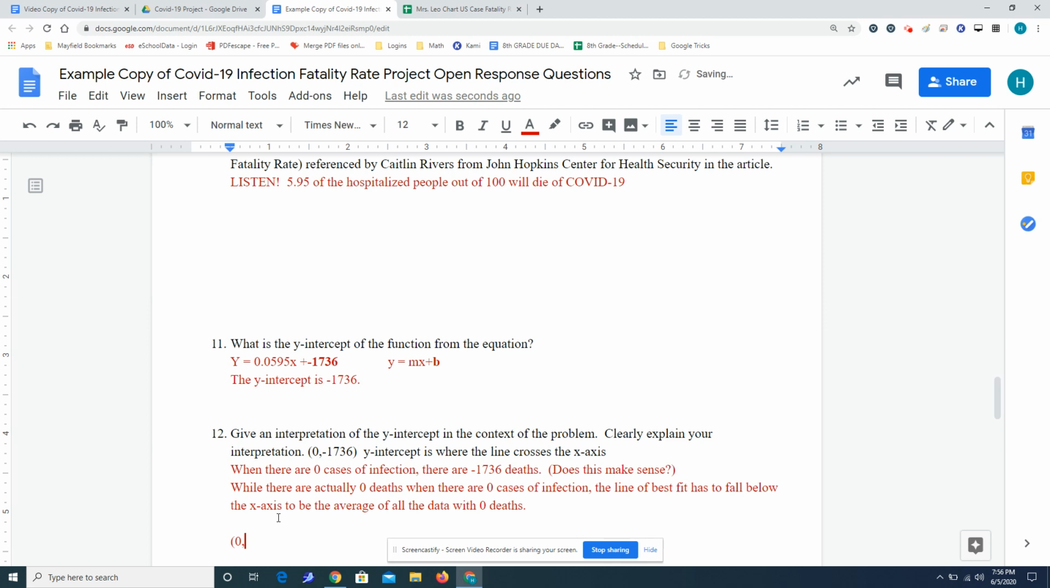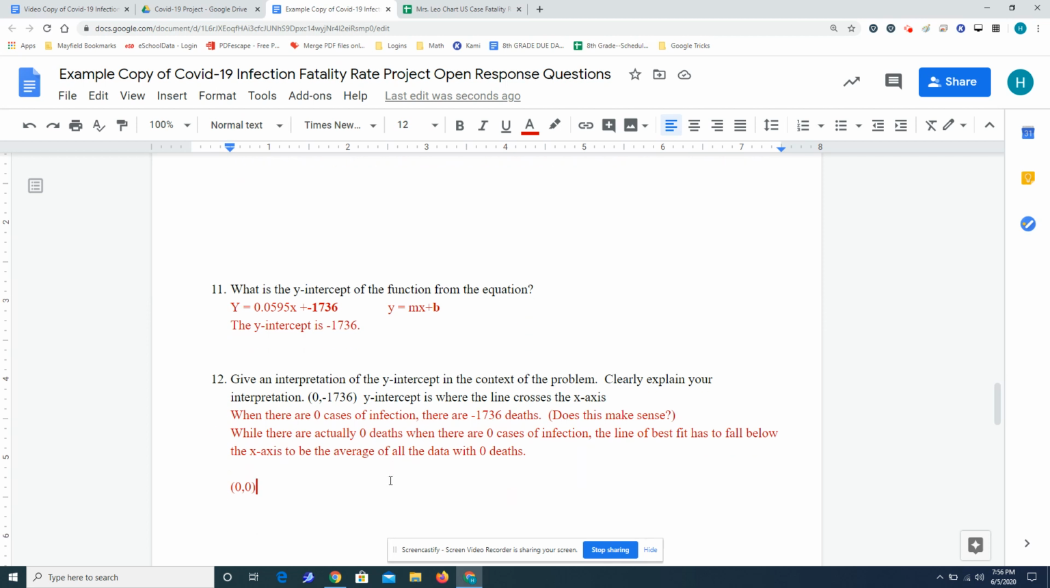So unless you're getting 0, 0 as your y-intercept, the reason your y-intercept looks weird is because you're drawing the average line.